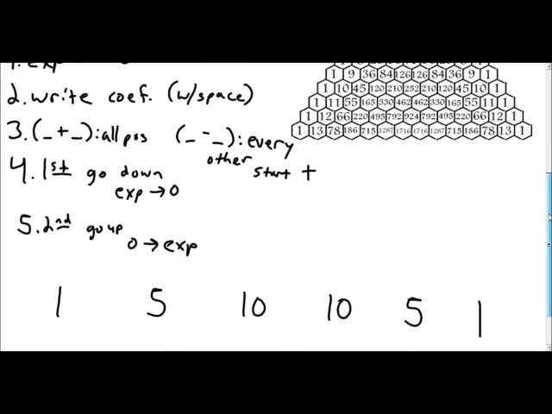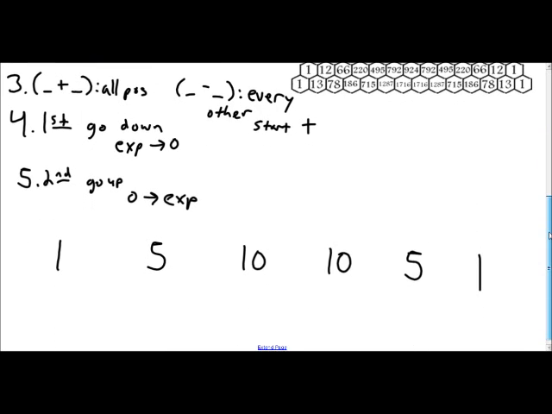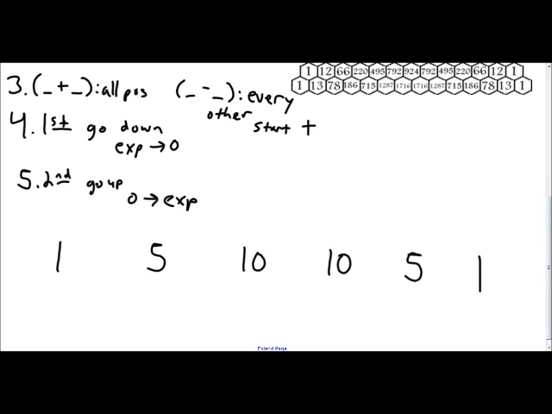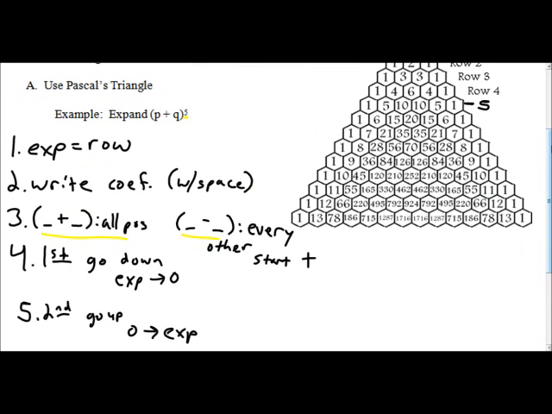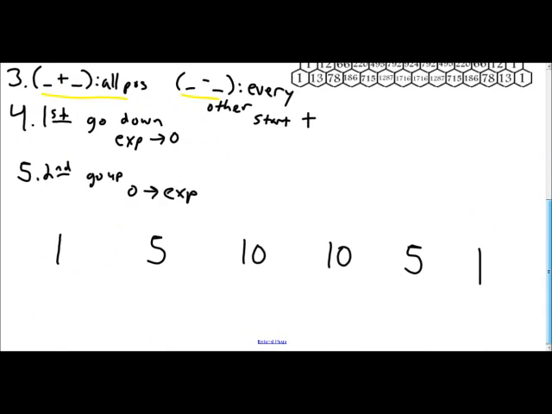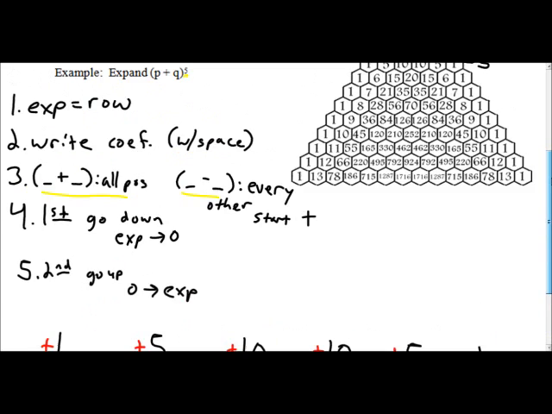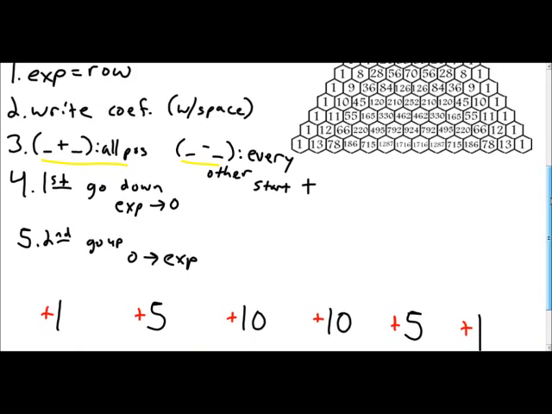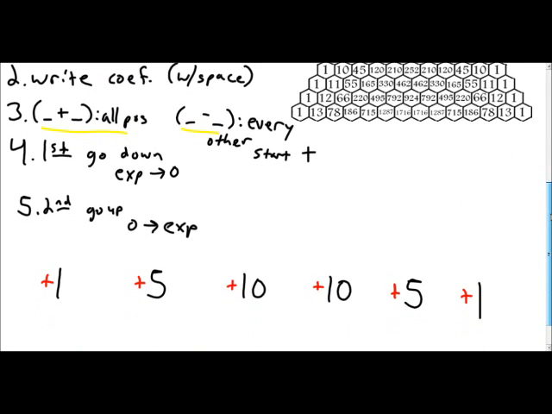So now we're on to our third, which says if it's plus in between, they're all positive. If it's minus in between, then it's every other one. And in ours, we have P plus Q, so we know that they're all going to be positive. So I would say plus 1, plus 5, plus 10, right on down the line here. Adding each one.